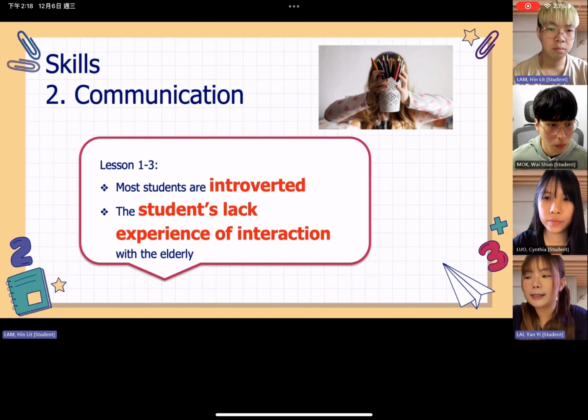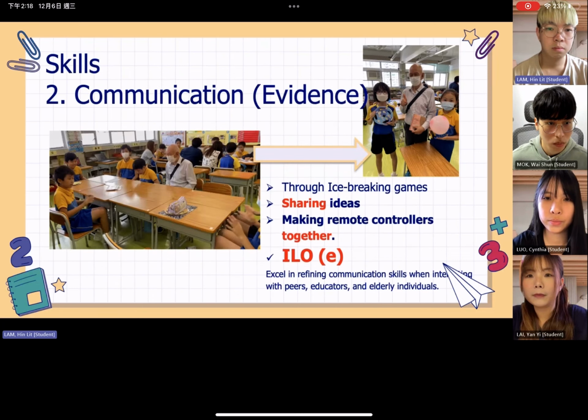And the second skill is communication. In lessons 1 to 3, most students were introverts. The students lacked experience interacting with the elderly. The evidence is that through ice-breaking games, they shared ideas and made remote controllers together to achieve ILO E.